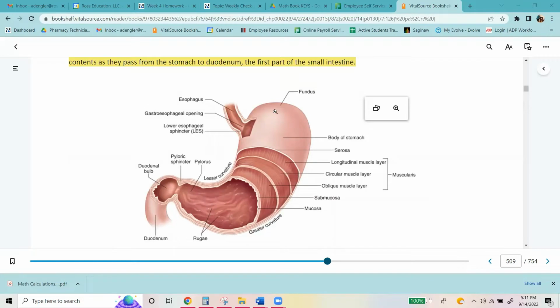And down here, here's our stomach moving into the duodenum. So you can see this is where stuff is traveling from the stomach to the duodenum. And right here is the pyloric sphincter. So that's another sphincter that's opening and closing to allow the food, after it has become chyme, into the duodenum.